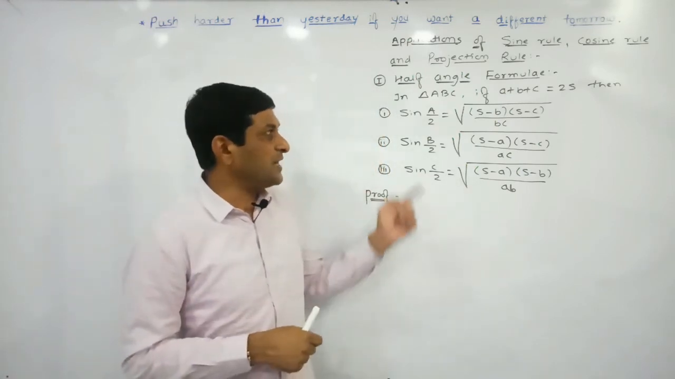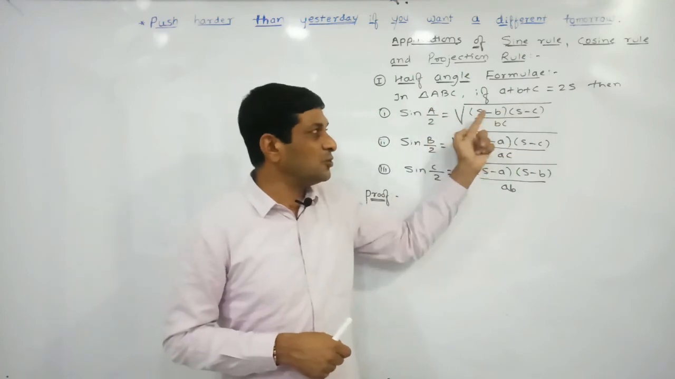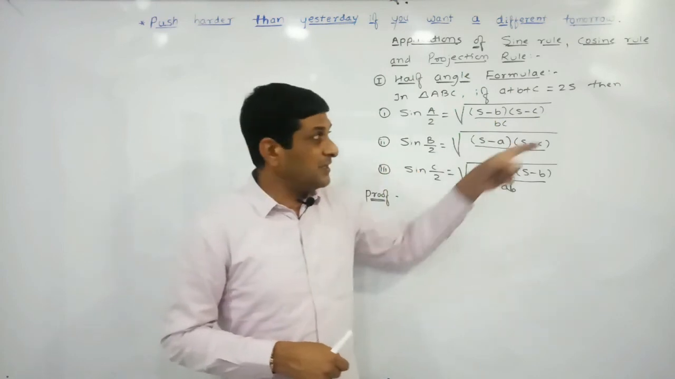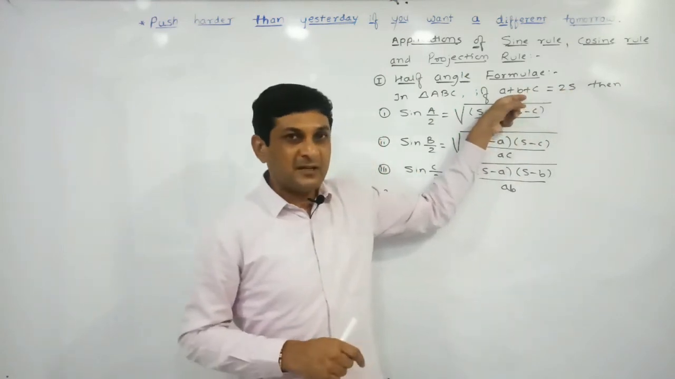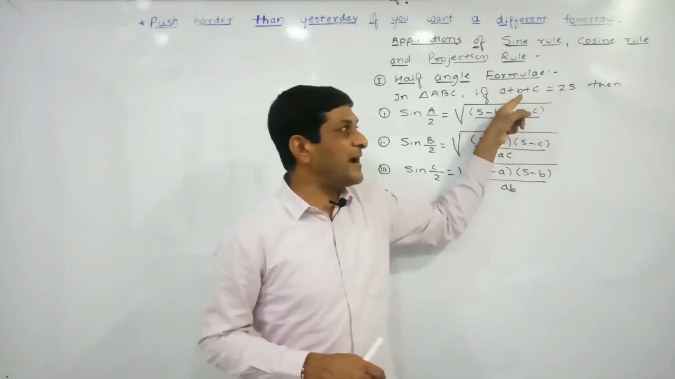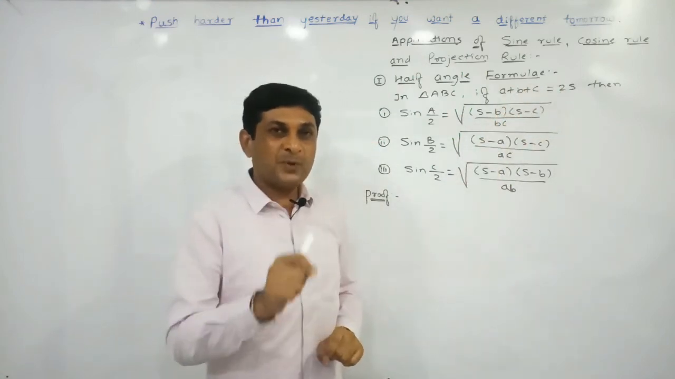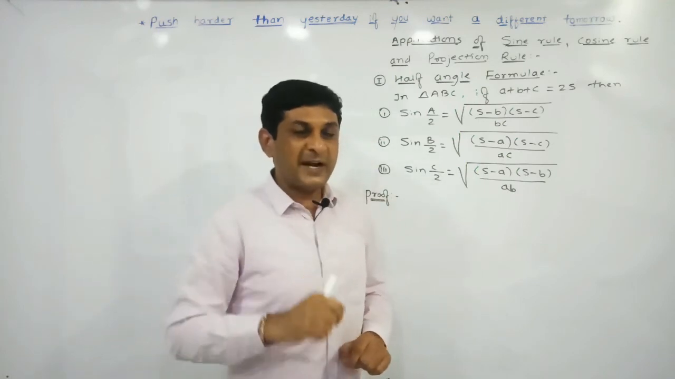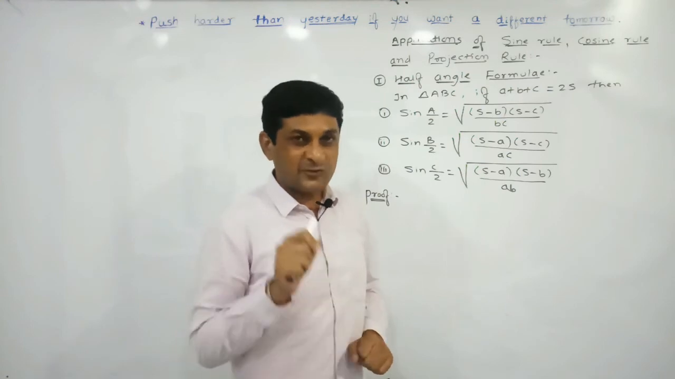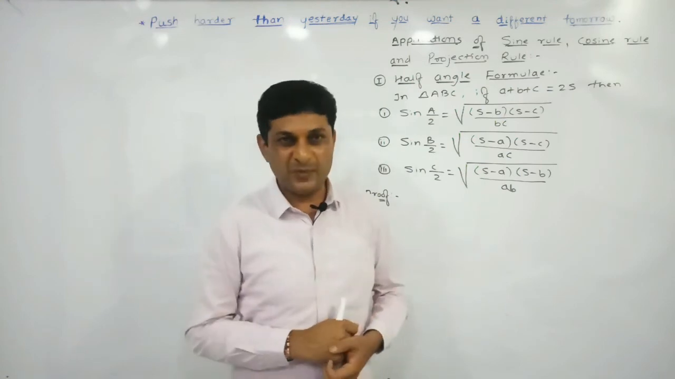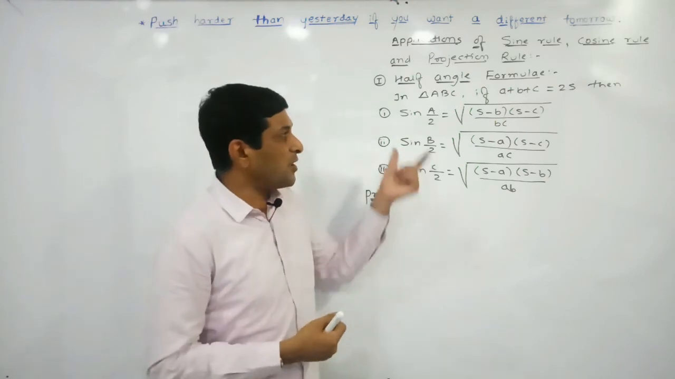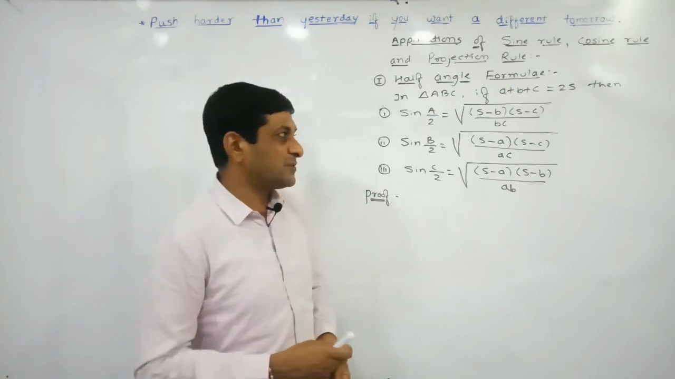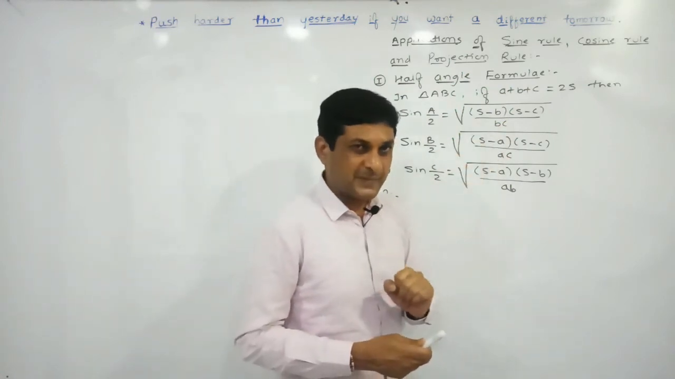Now here we have to prove that the value of sine A by 2 is equal to under root (s minus b) into (s minus c) upon bc. If 2s is the perimeter, then taking 2 to the other side, it gets divided. So the value of s is (a plus b plus c) upon 2. But a plus b plus c is the perimeter, and perimeter divided by 2 is the semi-perimeter. That's why s represents the semi-perimeter. So let us try to prove our first required formula, that sine A by 2 is equal to under root (s minus b) into (s minus c) divided by bc.